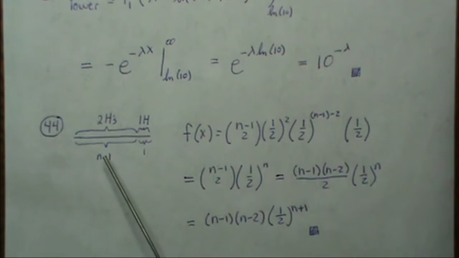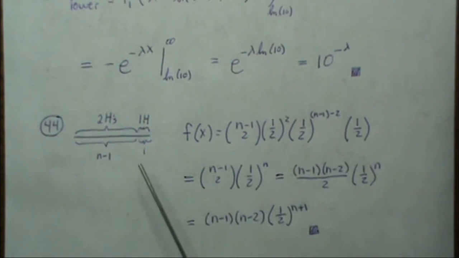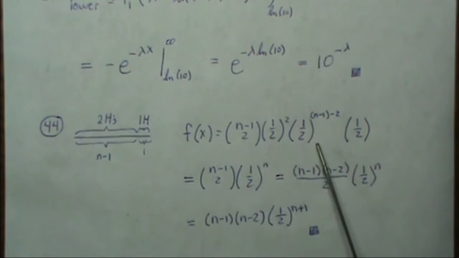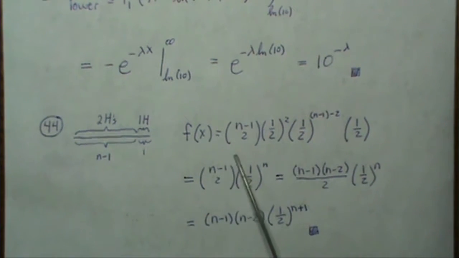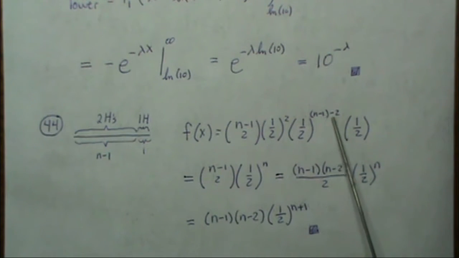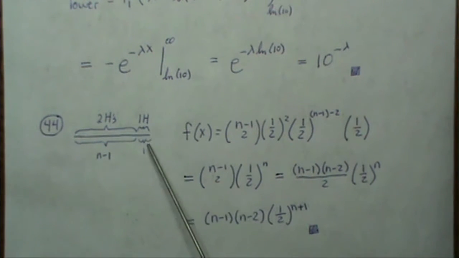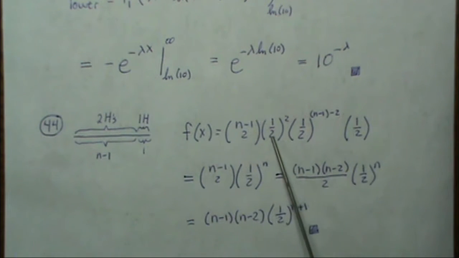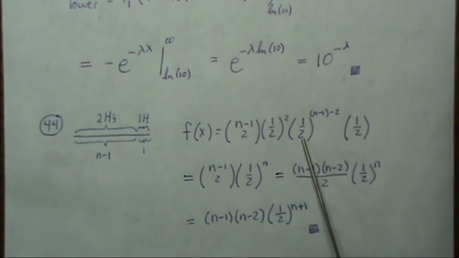Flipping a coin is a binomial, and this is n minus 1 chances, and we want two heads. So looking at this piece, that's a binomial, n minus 1 choose 2, because we want 2 of the n minus 1 to be heads. The probability of a head is a half, so it's a half squared, the probability of a tail is a half, and there's going to be that many tails. And the last one is going to be a head, and the probability of that is a half.